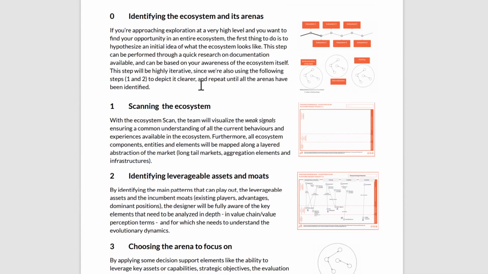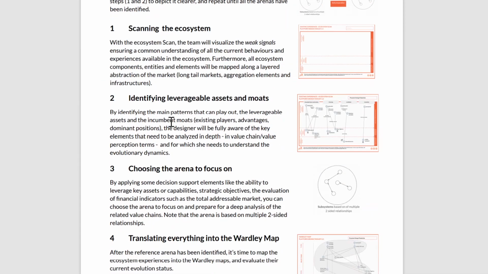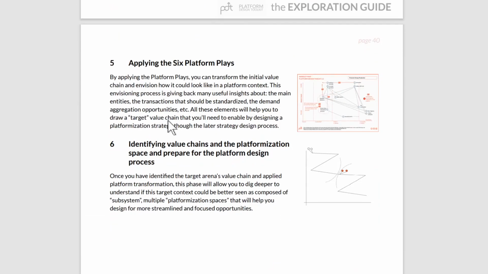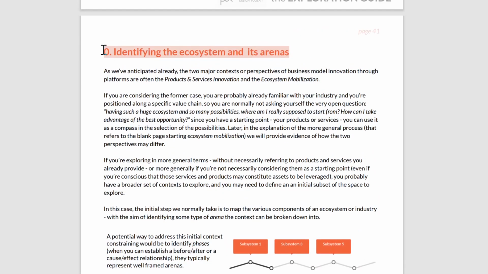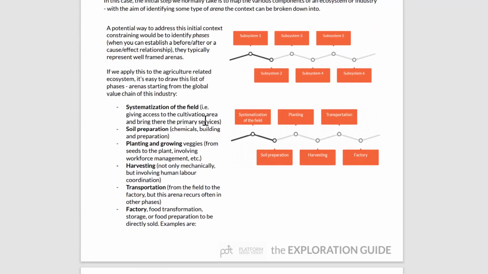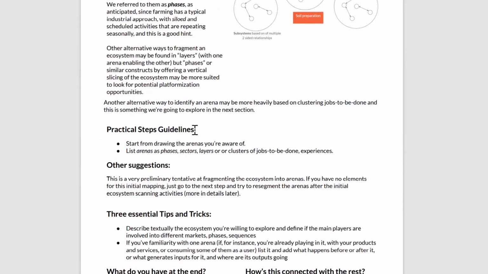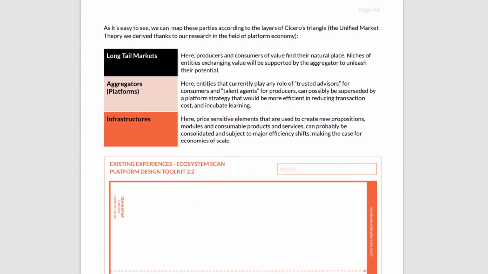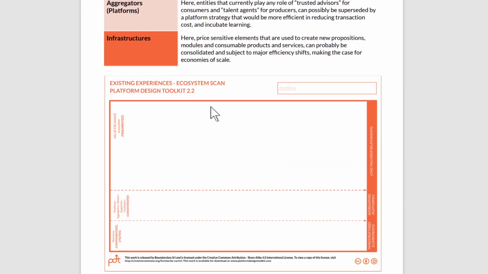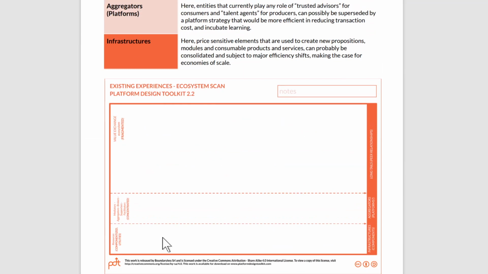And you will see the approach is very much explained in detail in 6 subsequent steps. The first step is about breaking down the ecosystem into arenas, understanding what you want to research. Then there is a step of scanning, the ecosystem scan that you're familiar with. This canvas that we use to look into the ecosystem and look at it through the lenses of the triangle: the infrastructure, the aggregators, and the long tail.